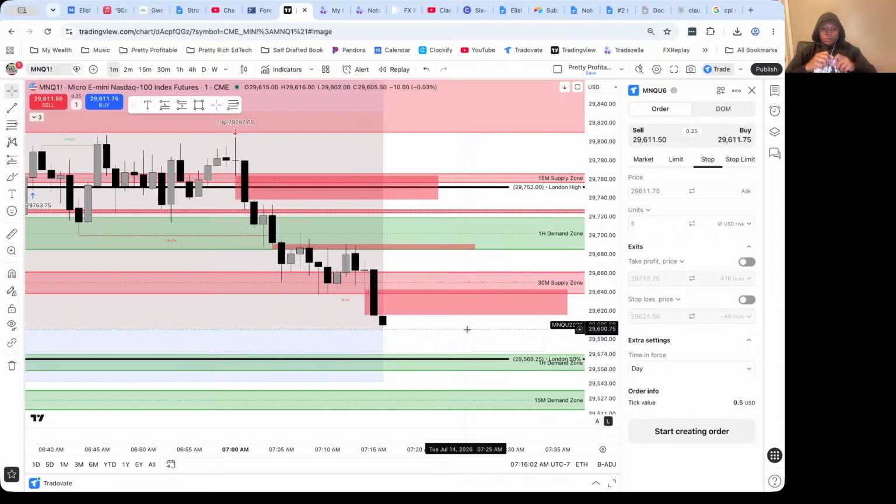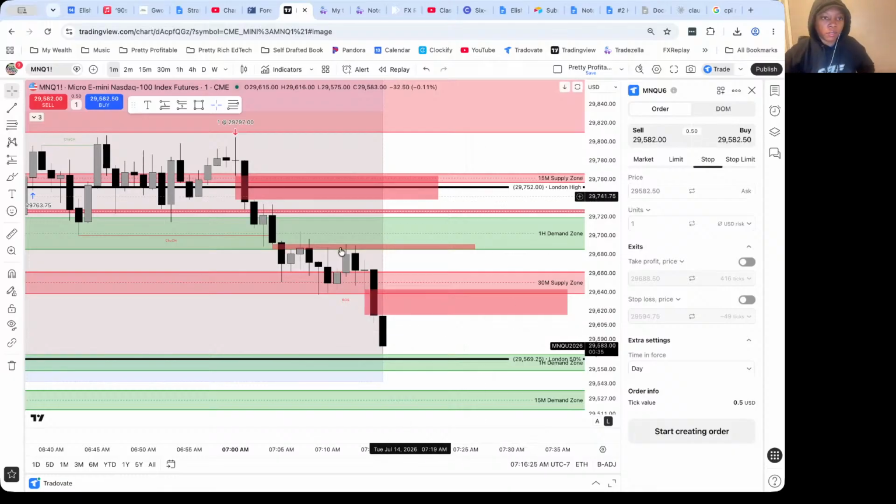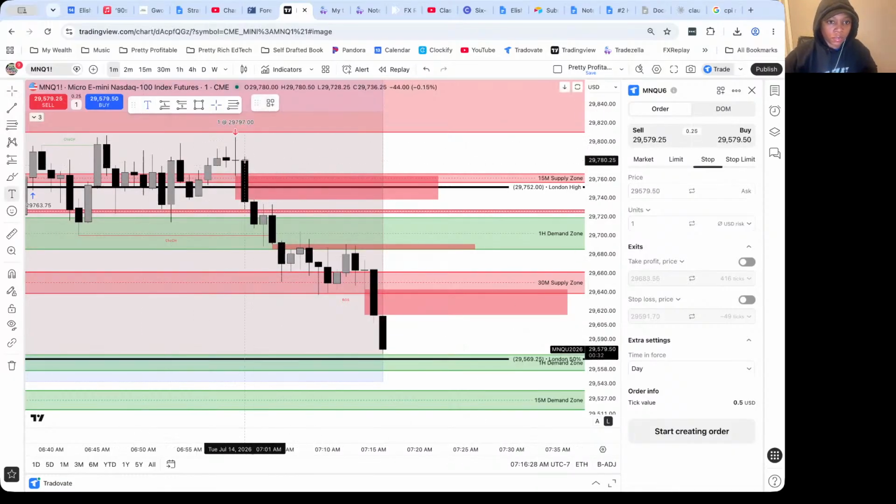I wonder what price respects this demand zone on. I'm just curious though. Oh, I just thought about something, y'all. I think it'll be smart on my behalf, for my charts, to type in the news so I can know here, like, Fed chairman.